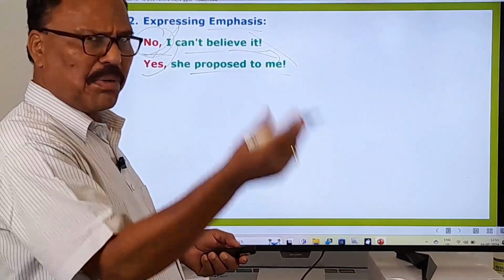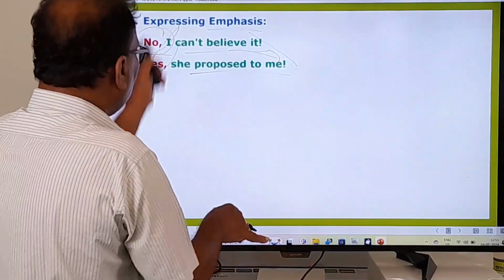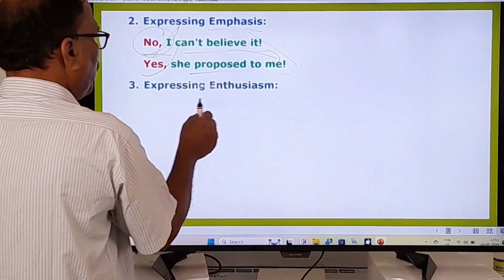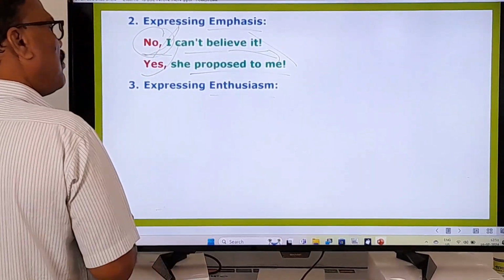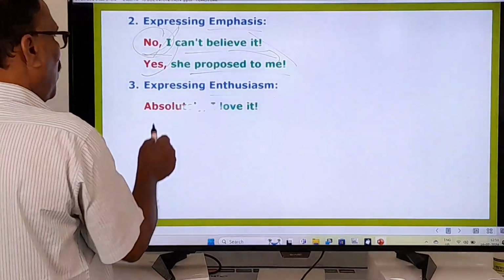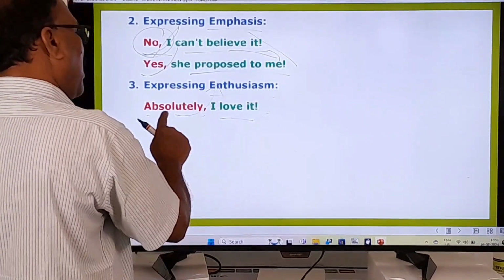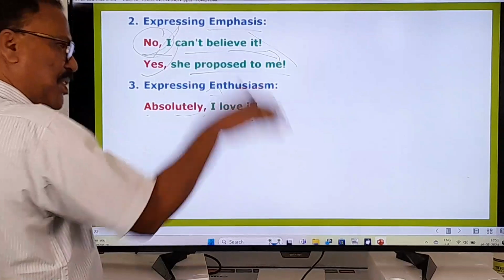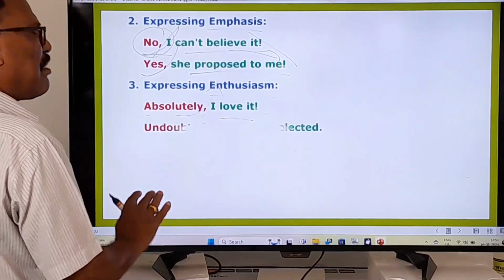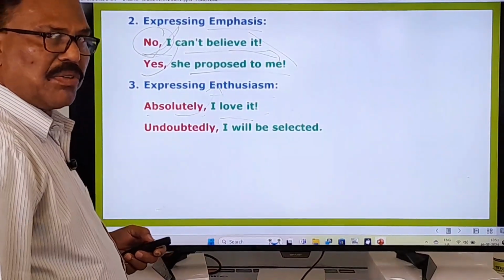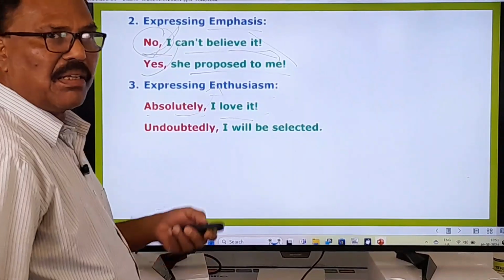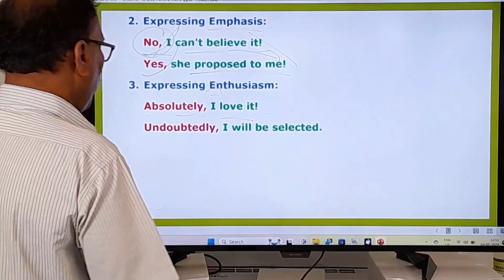So here it is falling down, it is rising. And here you pay attention, expressing enthusiasm. How do you express your enthusiasm? So, absolutely, I love it. Absolutely, I love it. So it's coming down, it's going up. All red parts are receiving the rising intonation and all the green parts are getting the falling intonation.